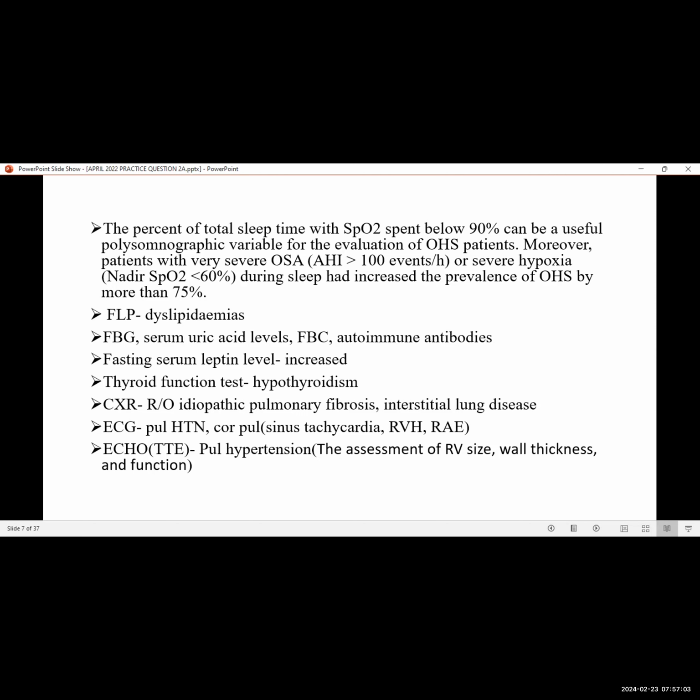And then I'd like to do serum uric acid, which may be increased in the setting of obesity, full blood count, autoimmune antibodies. I've said that obesity hypoventilation syndrome is a diagnosis of exclusion. So I'd like to also do this to exclude other possible causes of exertional dyspnea, for example other interstitial lung diseases. Then fasting serum leptin level. Serum leptin has been said to be implicated in the pathogenesis of obesity hypoventilation syndrome. Leptin resistance has been shown to be one of the major mechanisms that result in obesity hypoventilation syndrome. So I would like to do that. In this case, it will be increased.